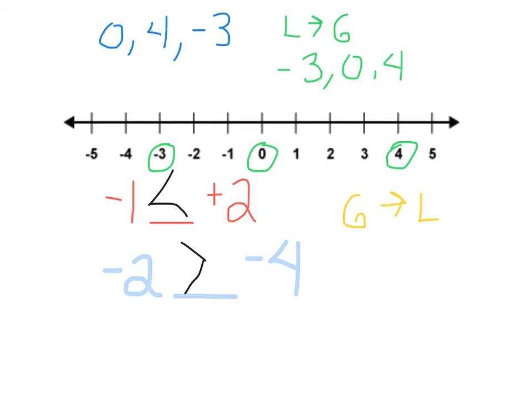Sometimes they may ask us to go greatest to least, and that would be going in the opposite direction. We would start here over on the right and move to the left because we're starting with the biggest numbers, the greatest on the right, going down to the least, the left-hand side. So I already have my numbers marked for 0, 4, and -3. So I'm going to start over here with the 4 this time. That's my greatest number. Then 0, then -3.